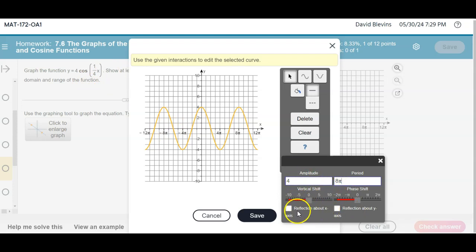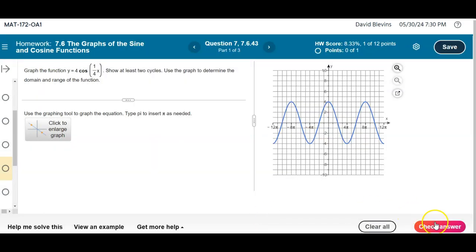So that is going to be our curve. We could potentially have reflections about the x or y axis if there are any negatives in here. If there was a -4, then we would have a reflection about the x-axis. If this was -1/4, then we would have a reflection about the y-axis, but cosine is even, so a reflection about the y-axis wouldn't be any different from what we have now. All right, so I'm going to click Save and check my answer.